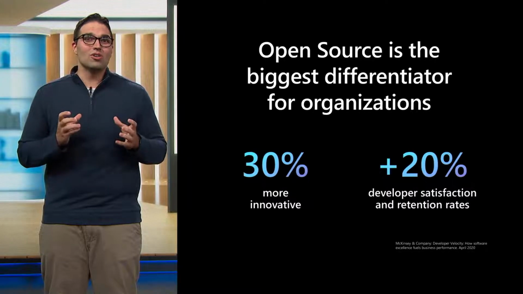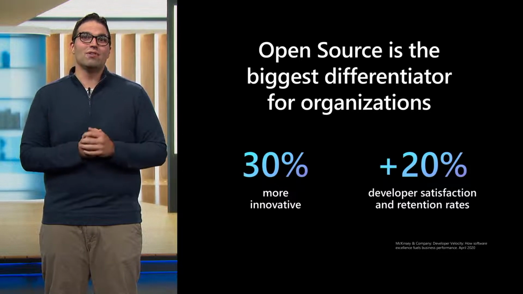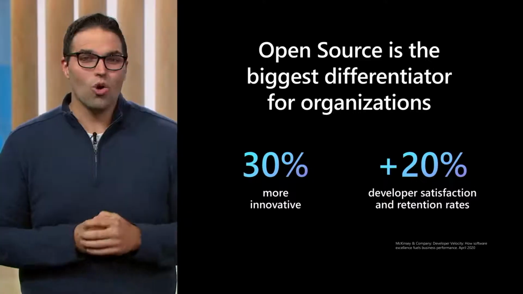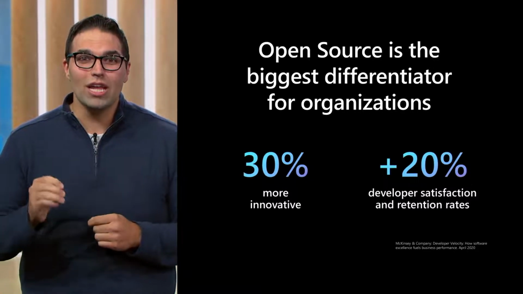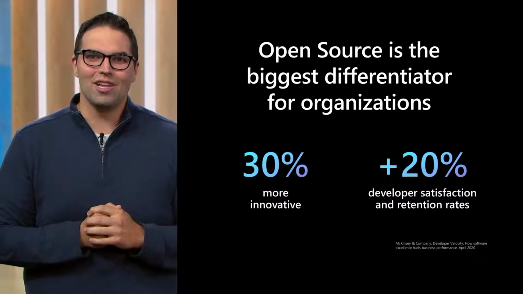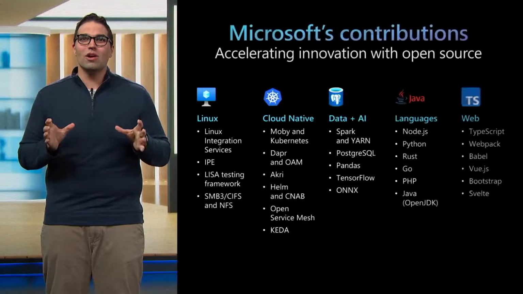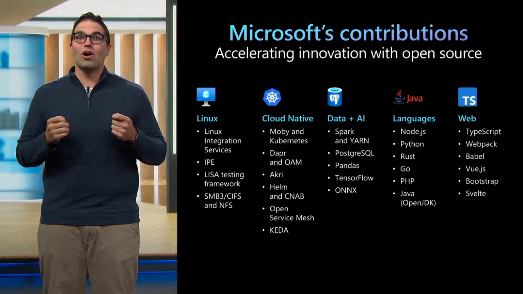Now, open source is also a key differentiator for many of our customers interested in driving digital transformation efforts that lead to better business outcomes. Based on research by McKinsey & Company, open source adoption is the biggest differentiator for top-performing organizations. Organizations who are best in class on open source capabilities score 30% higher on innovation and 20% higher on developer satisfaction.